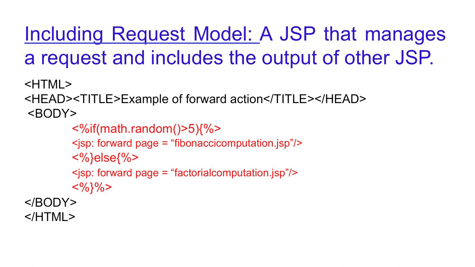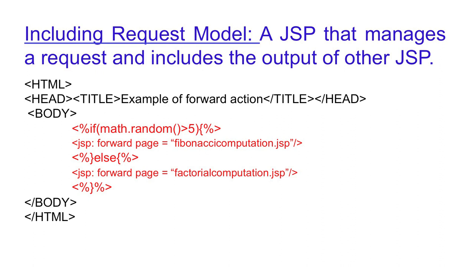So here we have a conditional statement. When the first condition is satisfied, the Fibonacci computation will execute, and if the second condition is true, then the factorial computation .jsp will execute. So we have these two JSP programs, and this slide's program is itself a JSP program. So we have three JSP programs here.